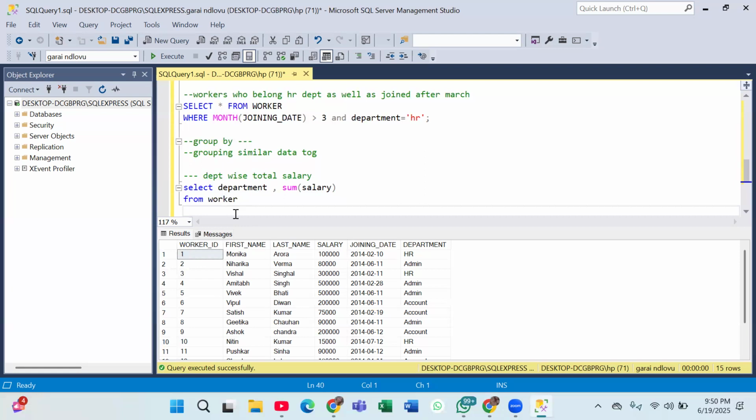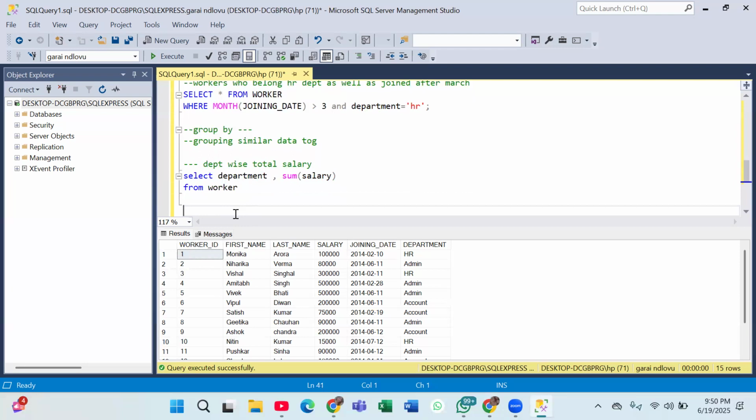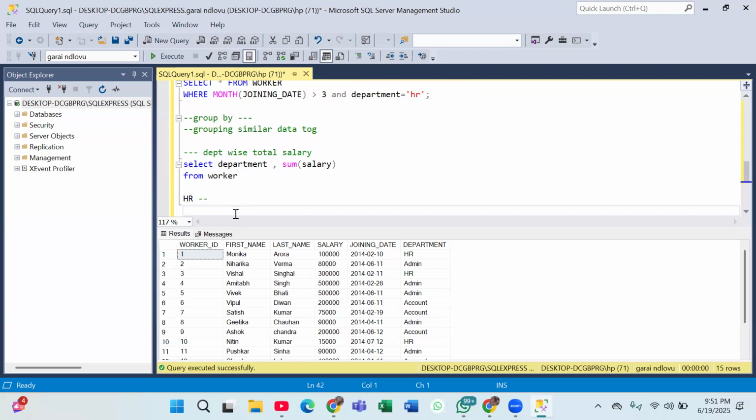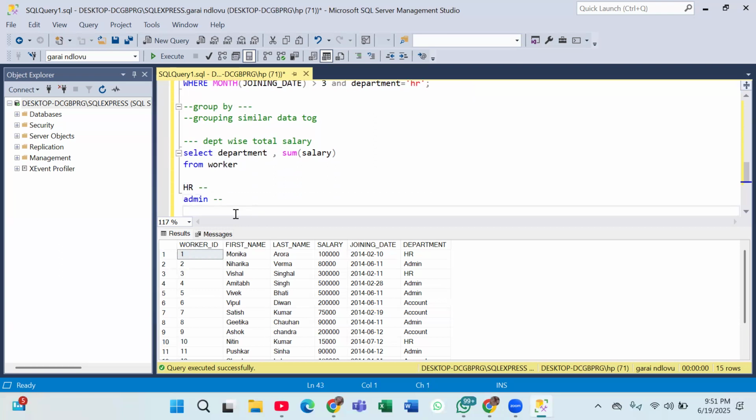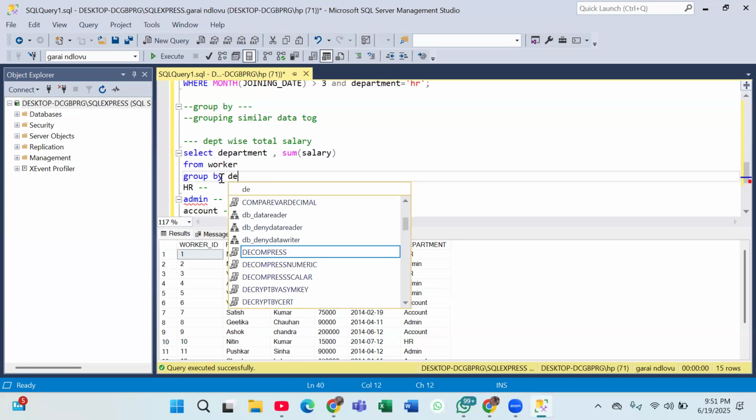Okay. Yes. So group by is used to group the same data together. Here what we are doing is taking all the HR data together and giving the total here, right? Similarly, we are taking all the admin data and grouping it here. Similarly, the whole account data and giving the total here, right? So we are creating groups according to department. So group by will be compulsory over there.